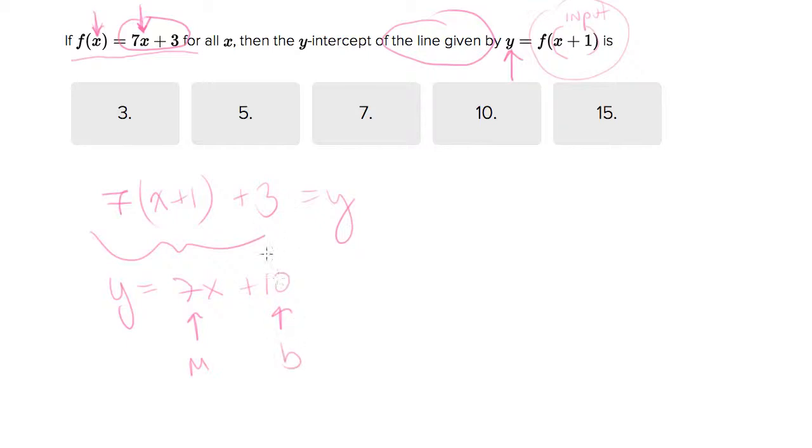And the way that you read this is the slope is the coefficient of the x term, the m, and the y-intercept is the b term. So what do they ask for? The y-intercept of the line is that 10. So that's your correct answer.